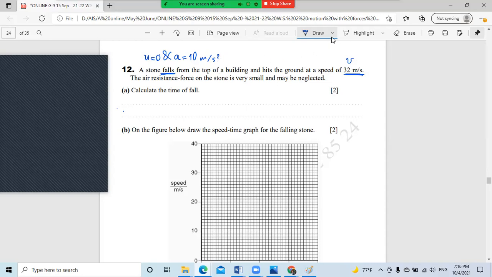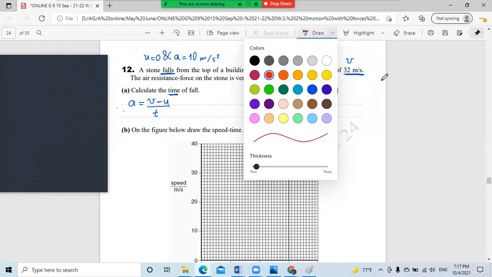Okay, let's continue. Air resistance force is very small and may be neglected. We can ignore the air resistance. Calculate the time of fall. Now we know that acceleration equals V minus U divided by T, right? Can I switch the A and the T? Can I do cross multiplication to find T as the subject of the formula? Of course I can. And you can, okay?